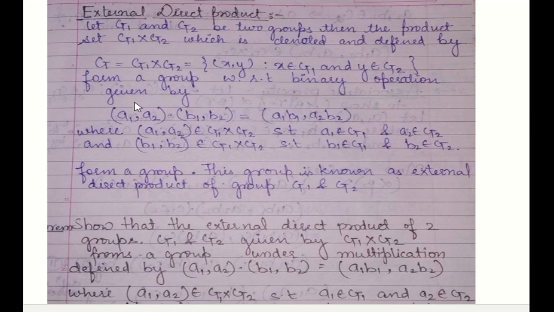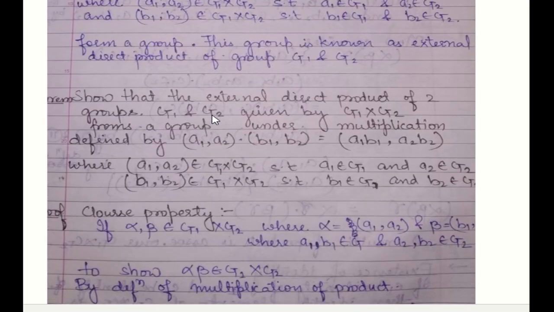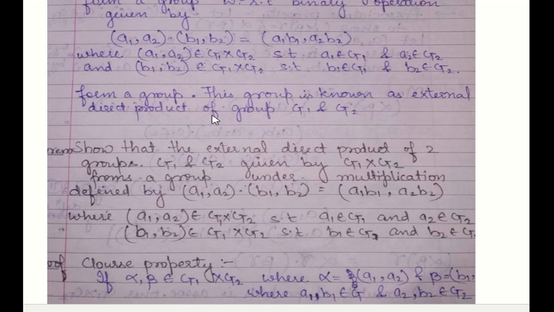Being a binary operation for this set, now we will discuss whether it forms a group or not. Here (a1, a2) belongs to G1 cross G2, so a1 belongs to G1 and a2 belongs to G2, and (b1, b2) belongs to G1 cross G2, so b1 belongs to G1 and b2 belongs to G2. Now we are going to show that with respect to this binary operation, the set G1 cross G2 forms a group. That's what we have to prove. This type of group is called the external direct product of the two groups G1 and G2.